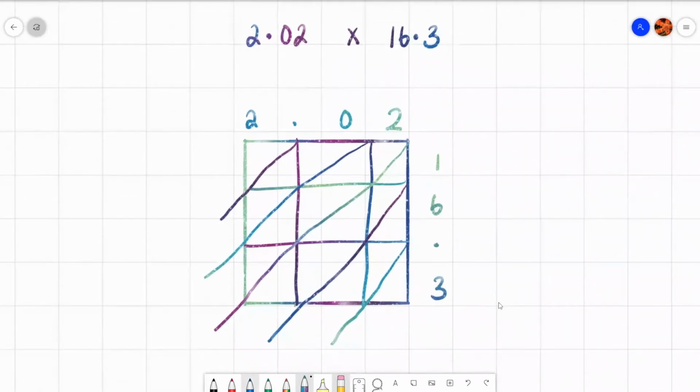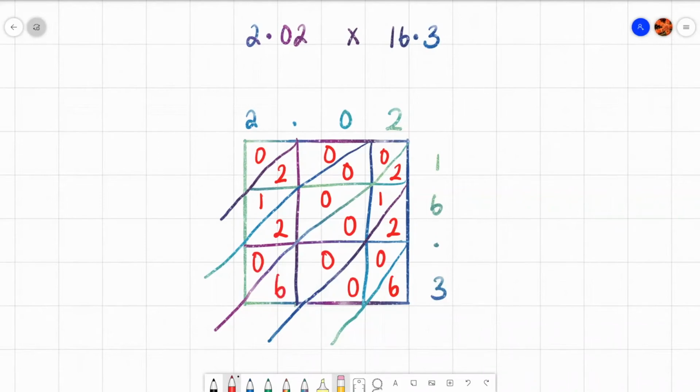Okay, now you can multiply. 2 times 1 here, just 2, so 0, 2. 0 times 1, 0. 2 times 1, 2, so 0, 2. Next one, 2 times 6 is 12. 0 times 6 is 0. 2 times 6 is 12. 2 times 3 is 6, so 0, 6. 0 times 3 is 0. And 2 times 3 is 6 again, so 0, 6.